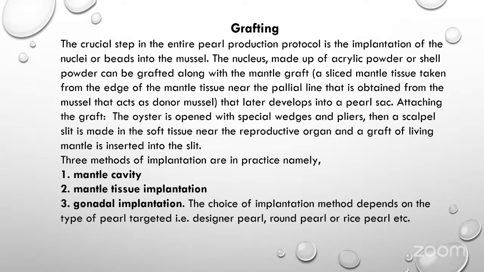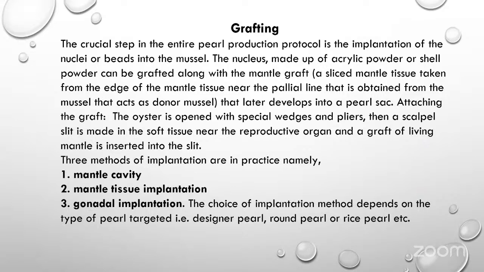Now, attaching the graft. The oyster is opened with special wedges and pliers. These are very sharp instruments that we can use. Then a scalpel slit is made in the soft tissue near the reproductive organ, and a graft of living mantle is inserted into the slit.